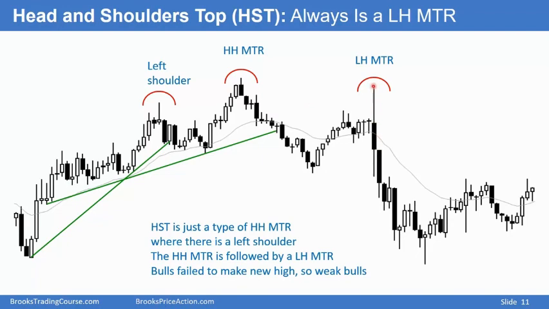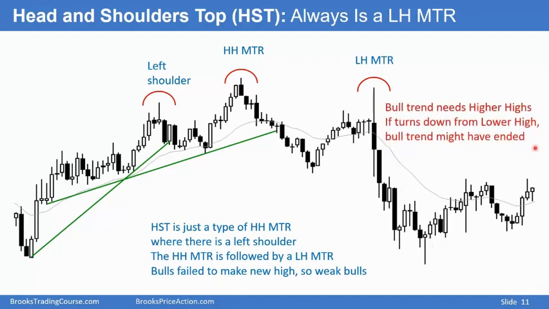The lower high means the bulls were not strong enough to get above the prior high. So weak bulls, and you have to assume either the bull trend is ending or pausing, maybe we get a trading range, or the bears are strong enough to create a bear swing. A bull trend needs higher highs. If you get a reversal down from a lower high, you have to be thinking that maybe the bull trend has ended.